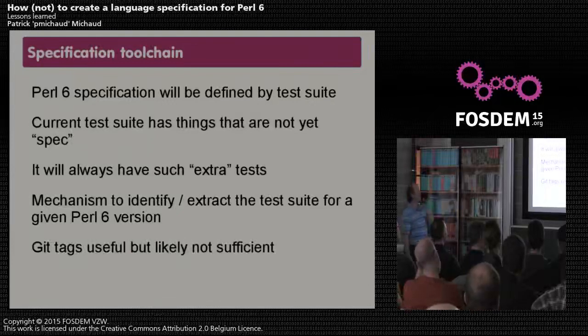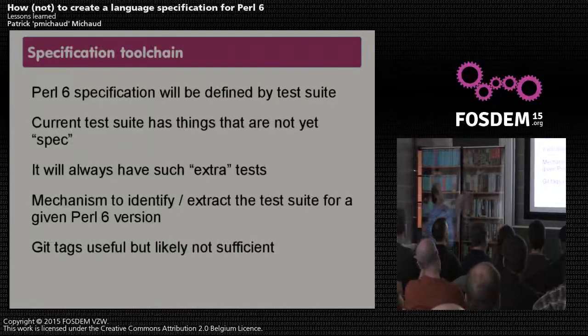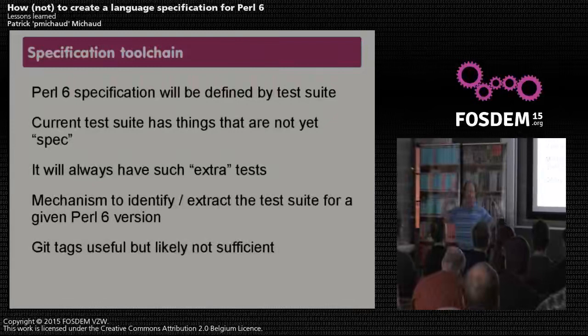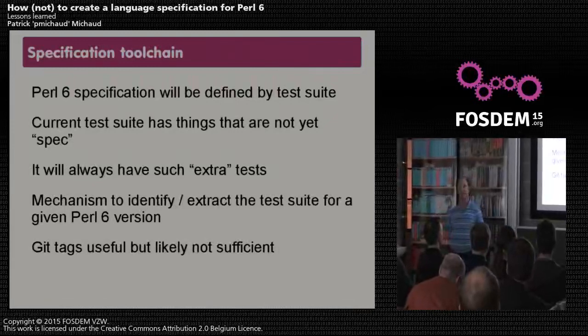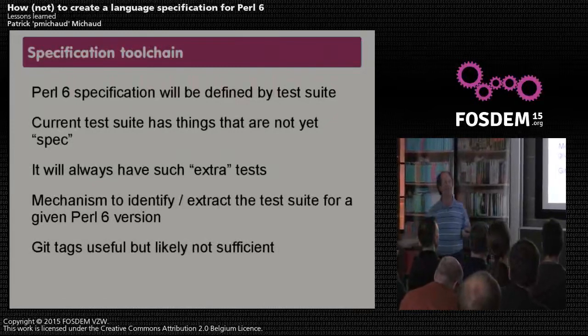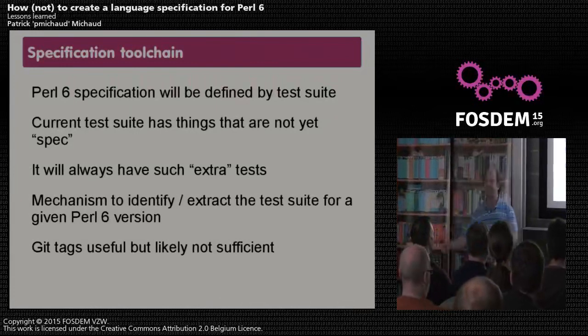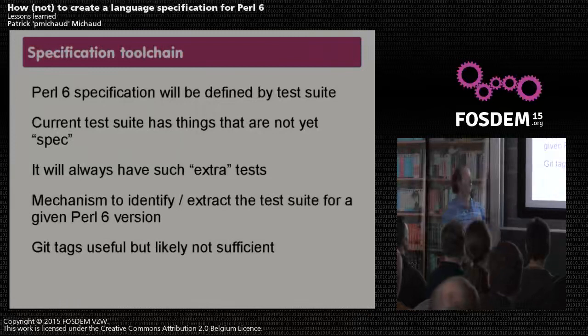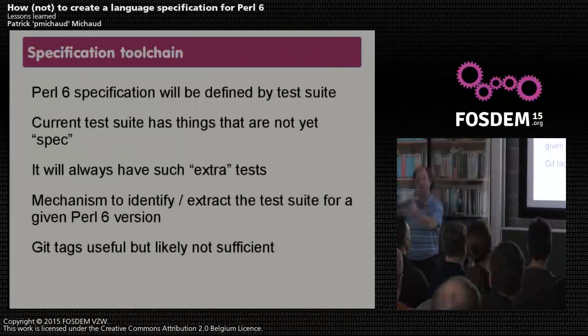Let's see. So the current test suite, the specification will be defined by the test suite, but I don't think we should just snapshot the test suite as it exists and say that's Perl 6.0.0, because the language is evolving. And inside the test suite, there are things that we would consider to be a solid part of the specification, and there are things that we would consider to be very conjectural that are being implemented, thus they need tests, but they're not really part of the specification. So there's always going to be some extra tests in there.